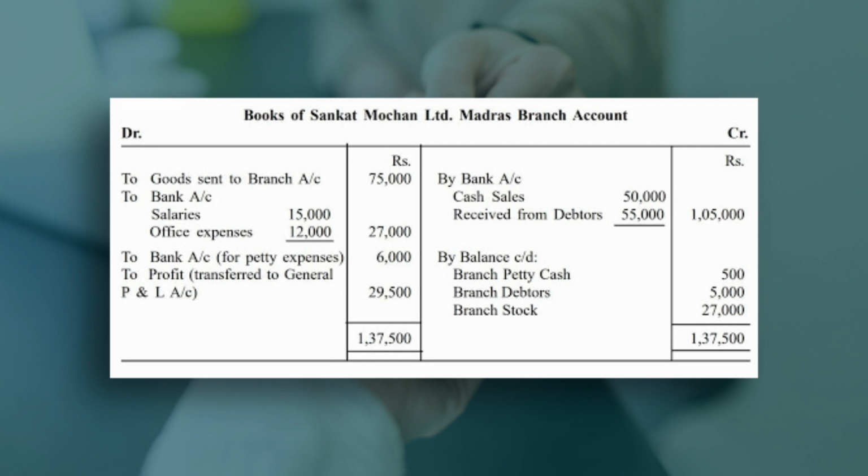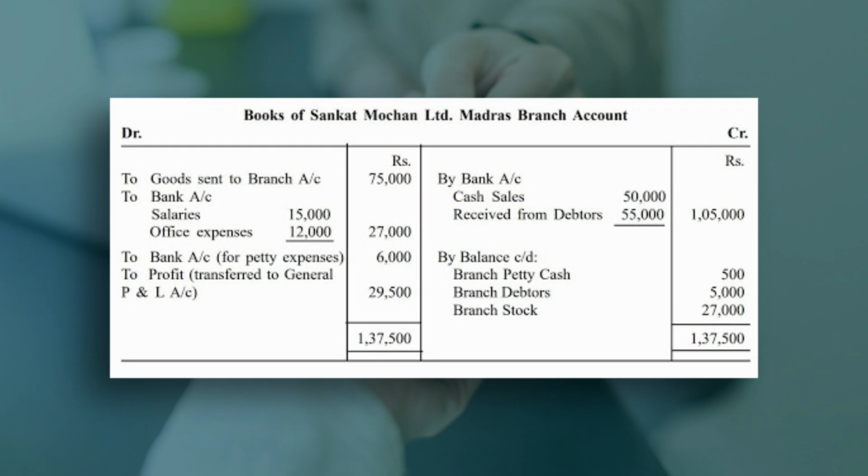This amount of rupees 6,000, which was remitted by the head office to the branch to meet the petty expenses, has also been provided in the question. We can check it. Yes, cash remittance to branch towards petty cash 6,000. Then this is the balancing figure, to profit and loss transferred to the general profit and loss account, 29,500. It means excess of credit side over the debit side, 29,500. Total of the debit side is 1,37,500.